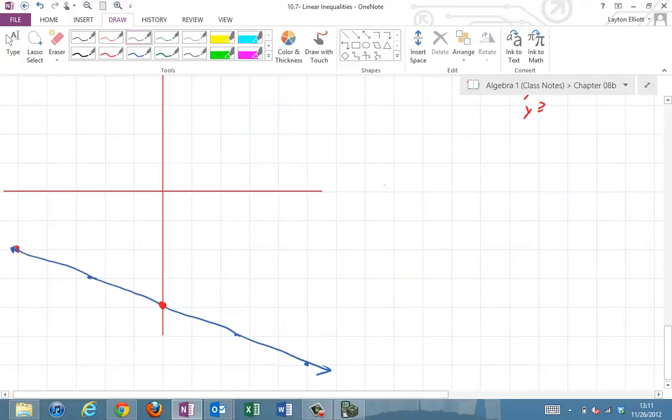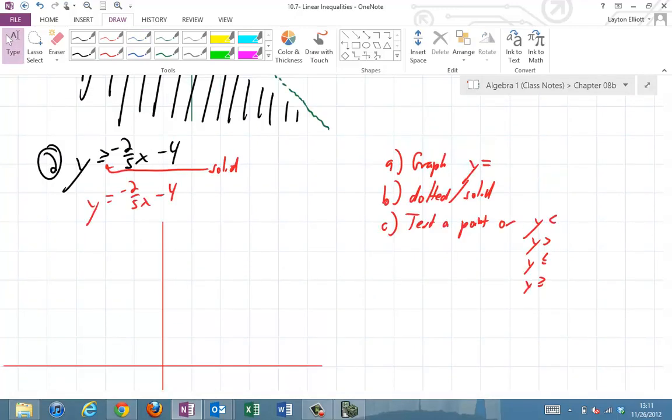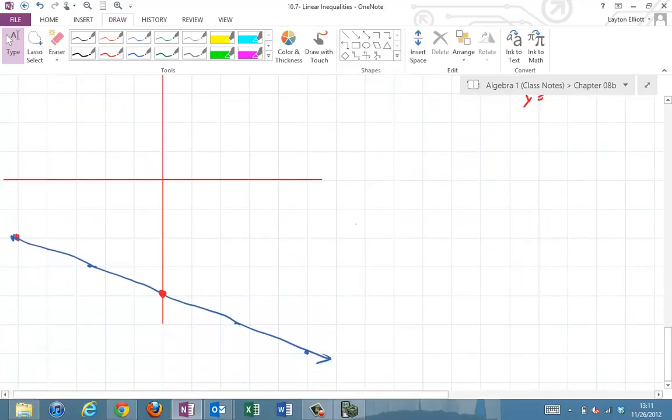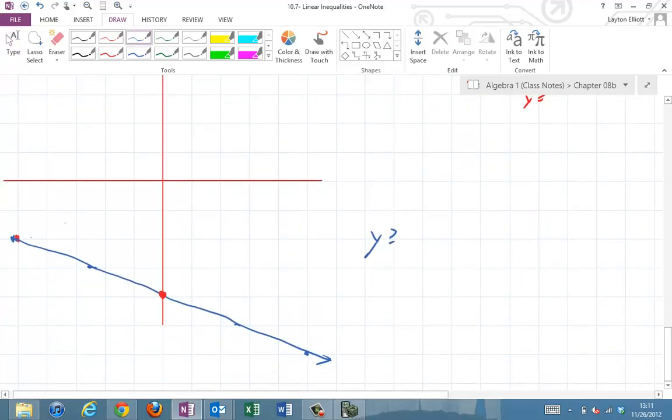Okay, so now we have to figure out what side of the line is shaded. If I go back to the original, it's y is greater than or equal to. Since it's greater than or equal to, we're going to shade above the line.